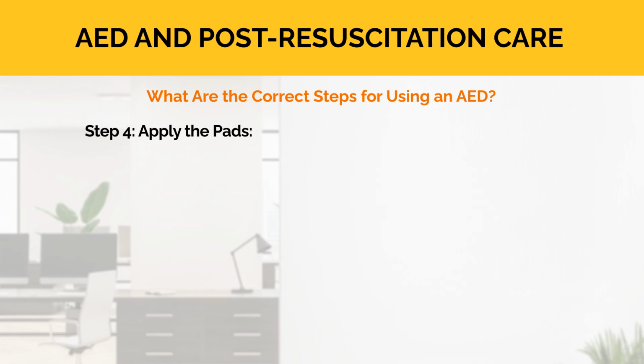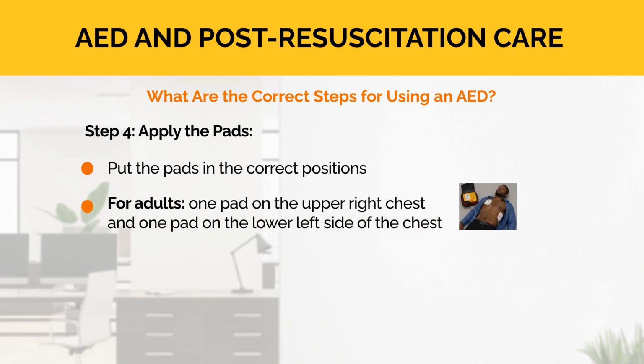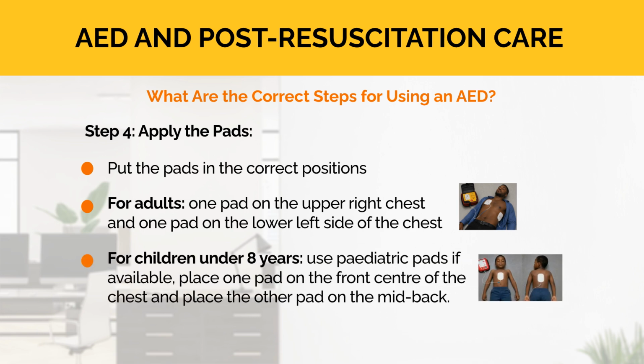Step 4. Apply the pads. Put the pads in the correct positions. For adults, 1 pad on the upper right chest and 1 pad on the lower left side of the chest. For children under 8 years, use pediatric pads if available. Place 1 pad on the front center of the chest and place the other pad on the mid-back. This is called antero-posterior placement.